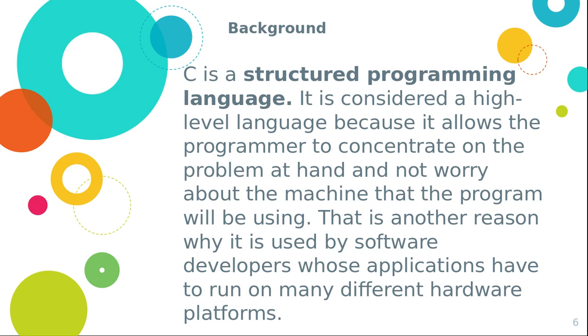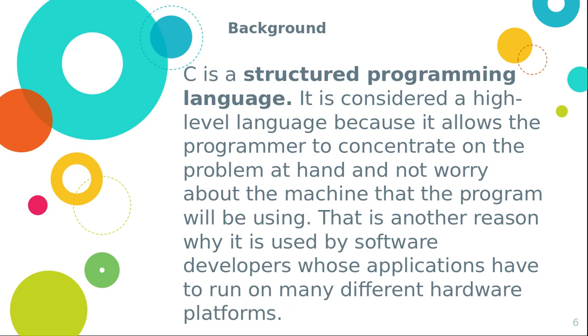In my next video, I will discuss in more detail the different types of programming concepts such as structured, object oriented, procedural, and what the differences between them are, but don't go there. Just understand that C is a structured programming language. It is a high level language because it allows the programmer to concentrate on the problem at hand and not worry about the machine that the program will be using.